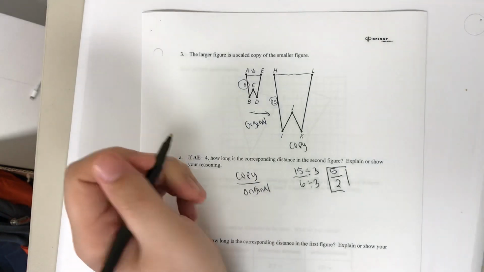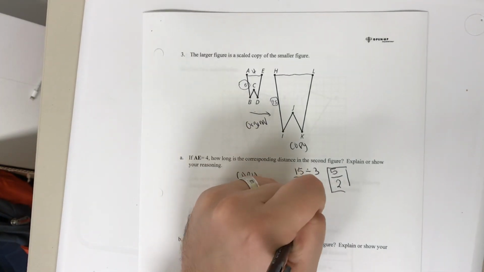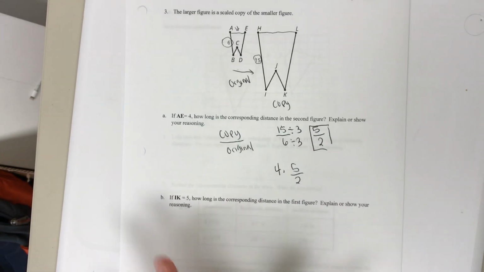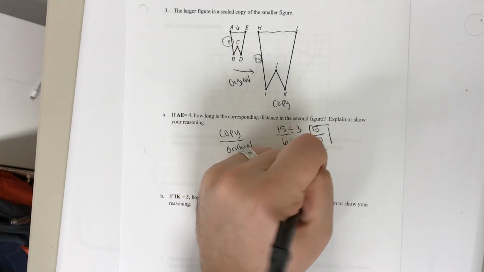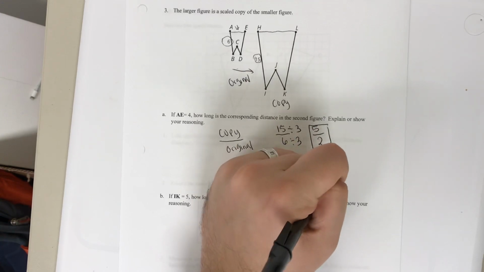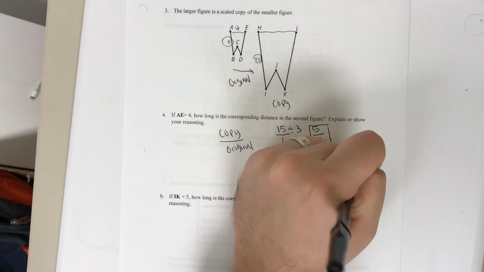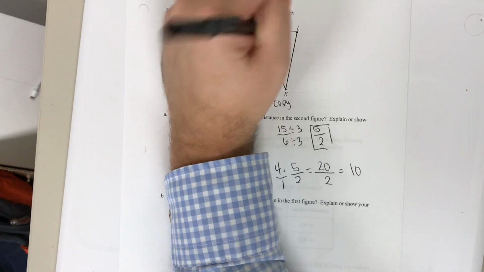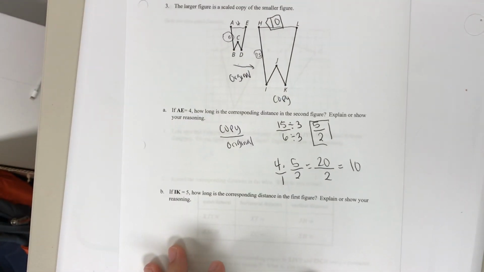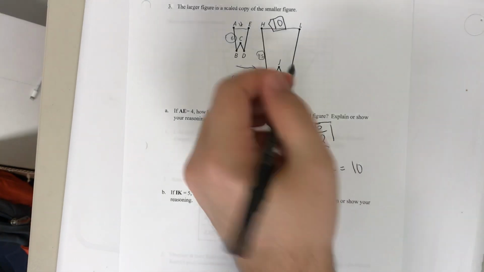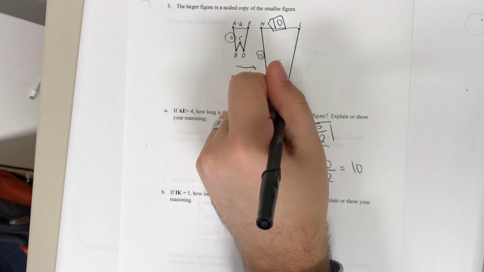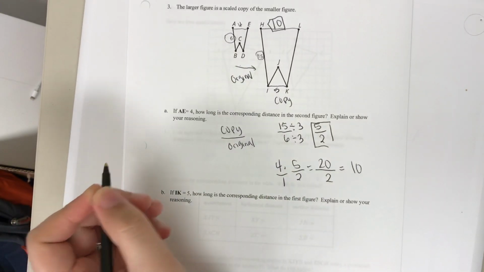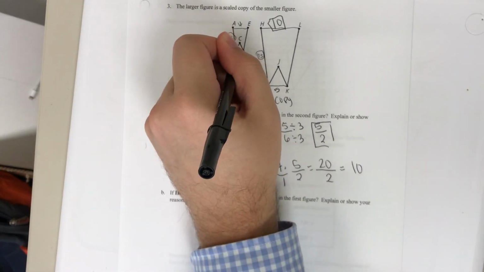Now I'm going to take 4 and multiply that by 5 over 2. Remember, we need to put a 1 underneath here. So then I have 20 over 2. 20 divided by 2 is 10. So basically HL has side length 10, since this is a scaled copy. Now it says if IK is 5, now it's saying that this distance is 5. How long is the corresponding distance in the first figure? So we're talking about BD.